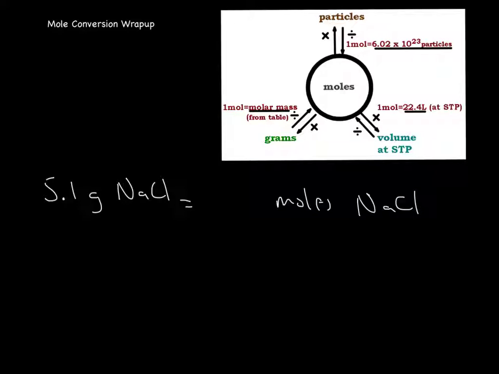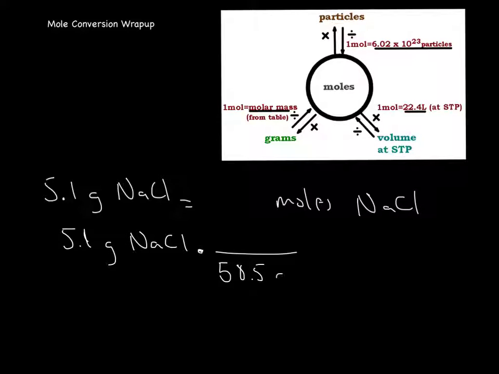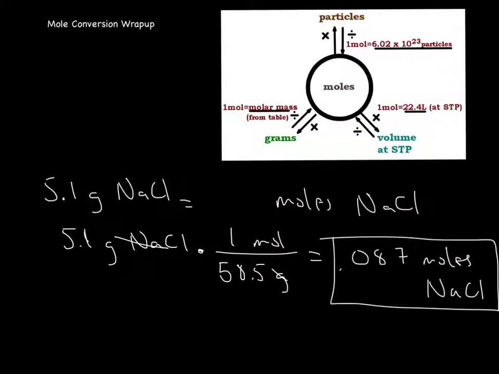Now, I want you to be able to set up the factor label, or the dimensional analysis, for this. Remember that we can call that either name, factor label or dimensional analysis. So 5.1 grams, we're going to put the molar mass of sodium chloride, which is 58.5 grams, and that is 1 mole. And grams of NaCl cancel, and we get 0.087 moles of NaCl.